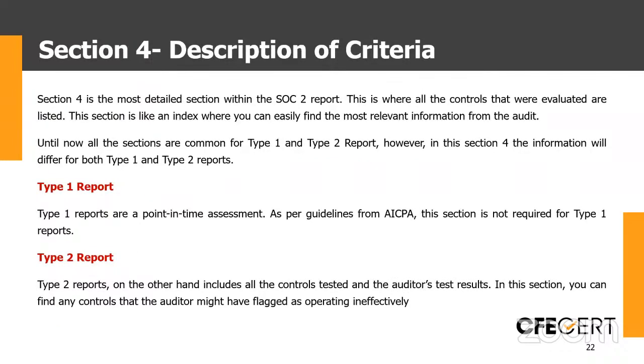The next section we have is the description of the criteria or the test results. This is the most detailed section, and this is where we document all the controls that we have tested as a part of any report, SOC 1, SOC 2, SOC 3, or any reports that we talked about. And we'll have the control descriptions, control IDs, their corresponding trust service criteria references, and the test results and test procedures in place. For type 1 reports, we do not have the detailed test procedures, as I mentioned, but for type 2, yes, we do have.